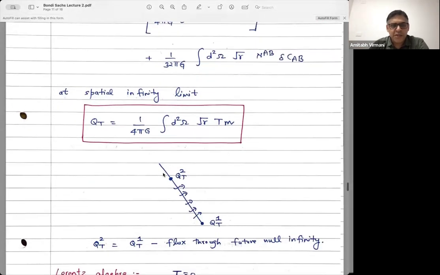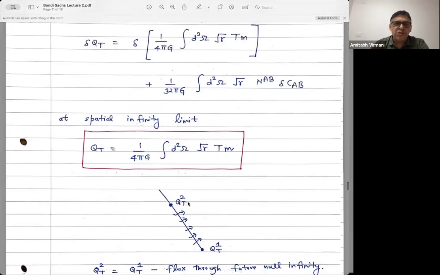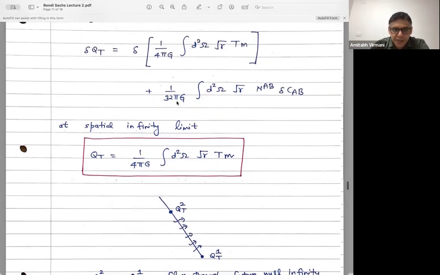So here is the picture. If you go from point 2 to point 1, there will be some gravitational radiation coming out. This gravitational radiation may carry super translation charge, and the change in the super translation charge will be captured by this expression. So this is the Bondi news multiplied with the CAB.